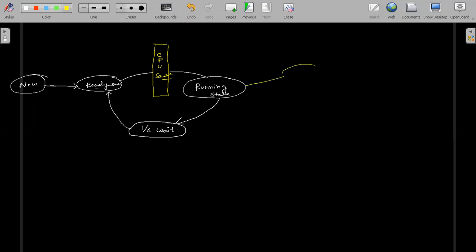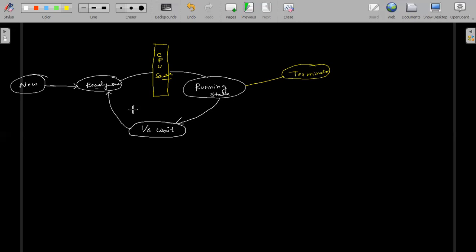Finally, after finishing every job, what will it do? It will go to the termination state. So this is the process. Basically, when you are executing programs, this is the process that happens.